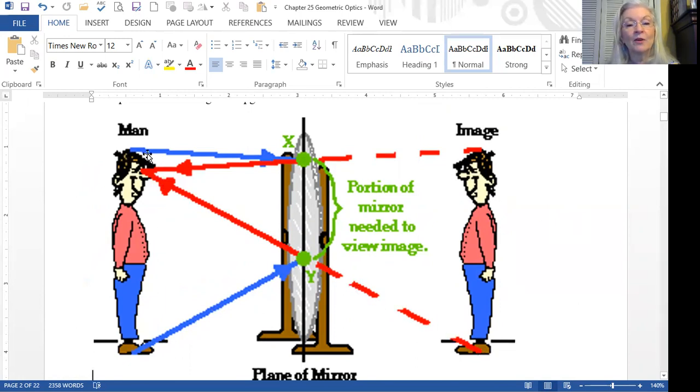You have light from your head hitting the mirror and bouncing back and hitting your eye, and you trace it back in a straight line and you say, aha, my head is over here, so I must be this guy in the image. That's how we perceive it.